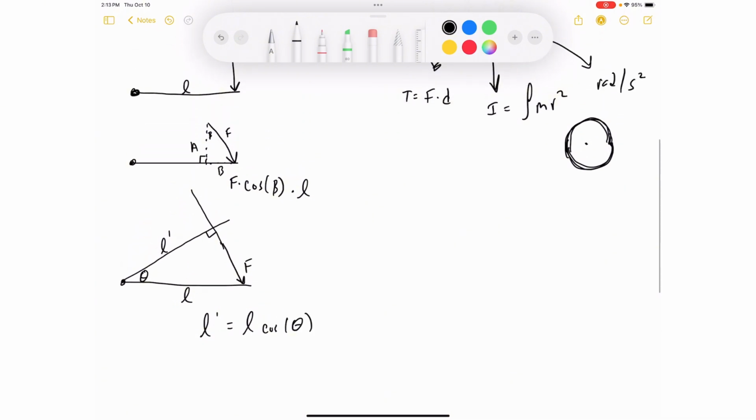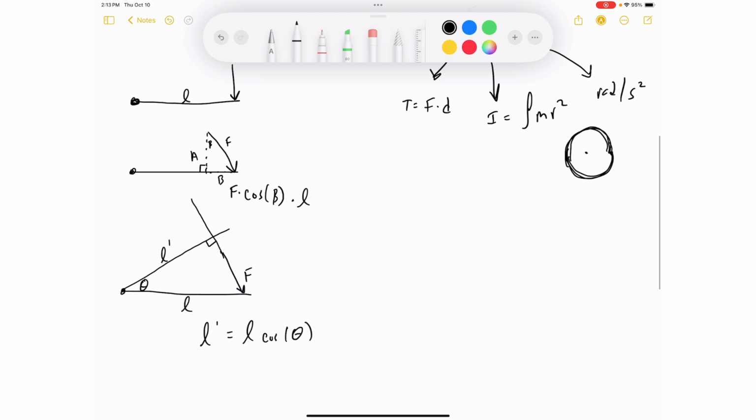So anyway, I'm just showing you how to find torque. It's easiest when they're at 90 degrees. If they're not, you just move either the force vector or you could move the lever arm, right? Move either one that you want, and just make them 90 degrees.